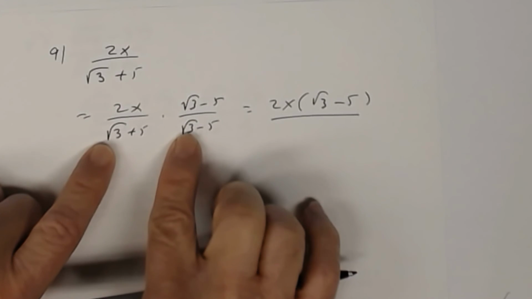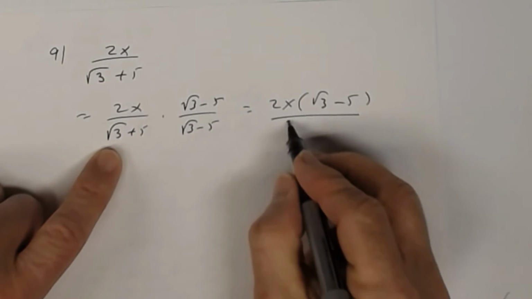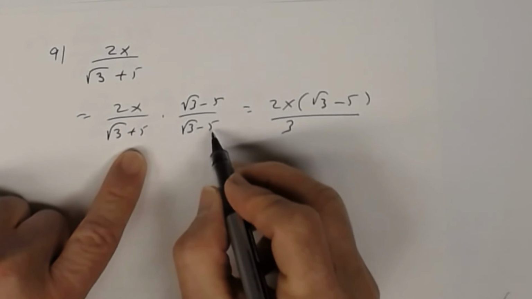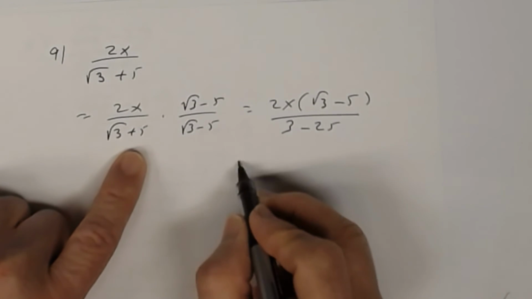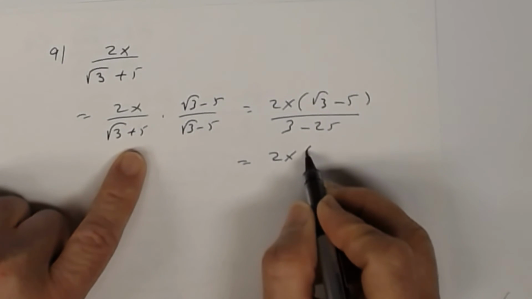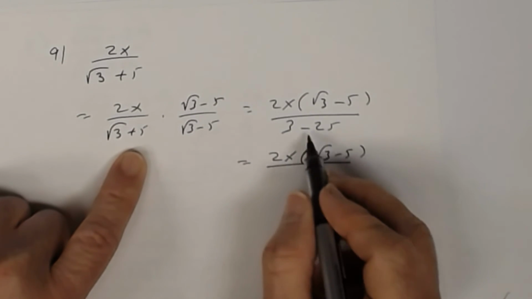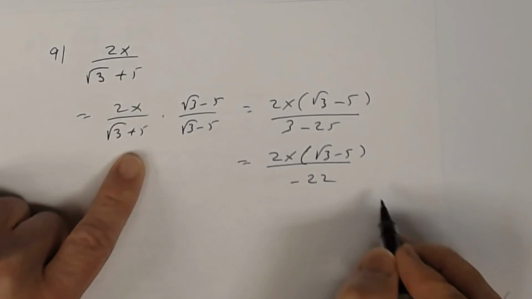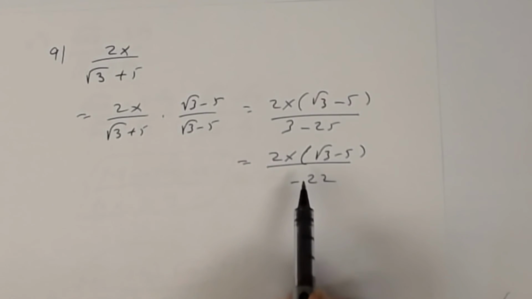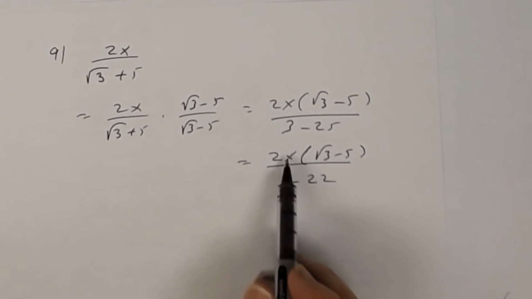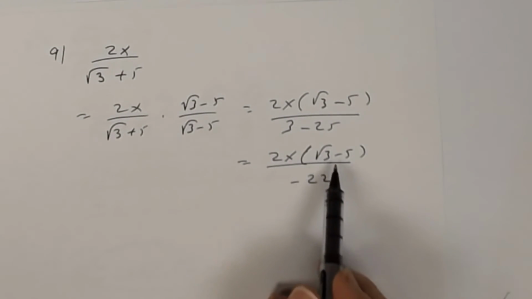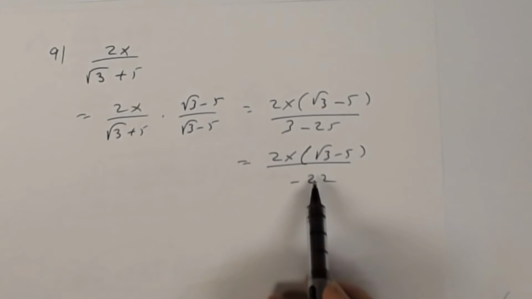The square root of 3 times the square root of 3 is 3. 5 times the negative 5 is a negative 25. So I get 2x times the square root of 3 minus 5 divided by, and then what's that? That's a negative 22. Okay? But notice now, I can reduce this right here. So the question is, how far do I go after that?